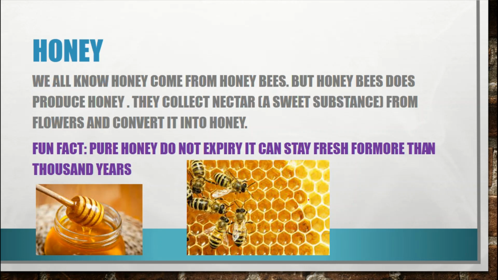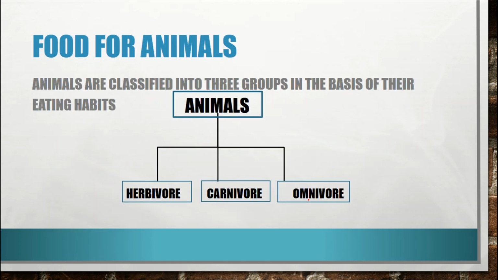In Egypt also, they buried mummies. At that time they preserved the mummies' bodies by applying honey on them. It's just an example. Now let's come to the animal part. As this chapter is very small, the video length also will be very small.